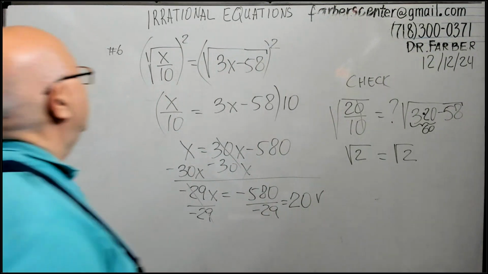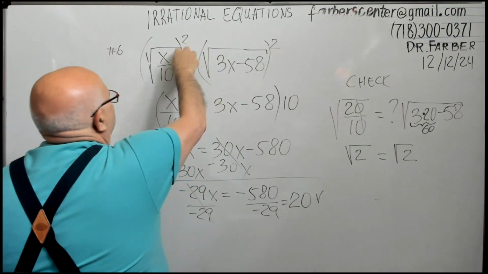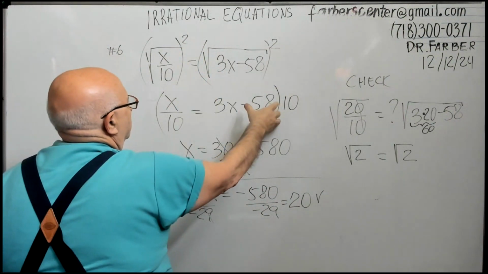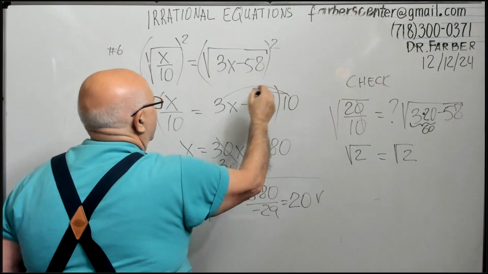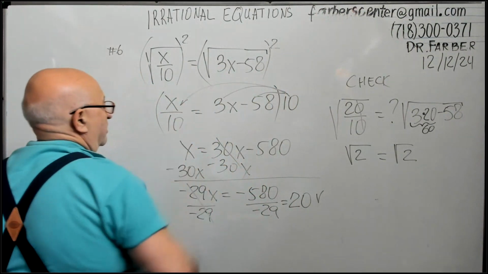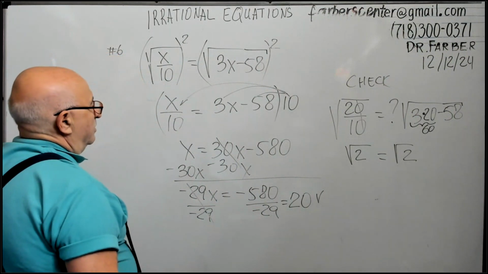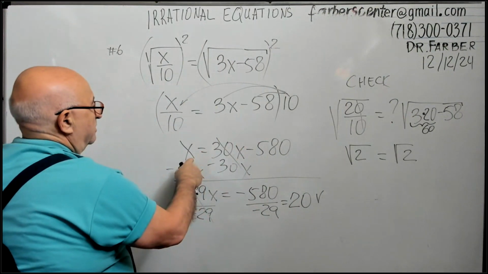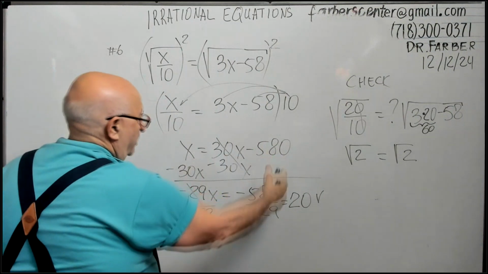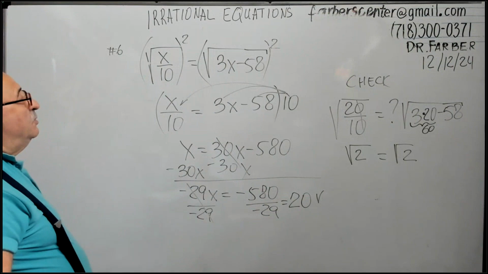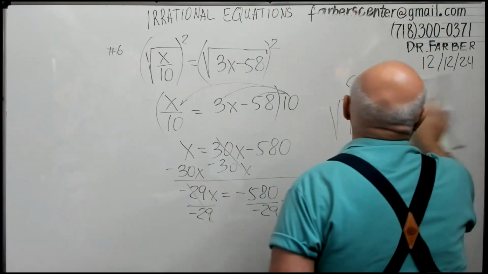But look at this explanation. I want to get rid of these radicals, so I put both parts to the second power. After that, I write everything without radicals. I multiply each term by 10 to get rid of the denominator. 10 and 10 cancel out, I have x, this 30x and this 580. After that, a simple linear equation, I find x and plug in. Let me do another one slower, because this is practically routine.